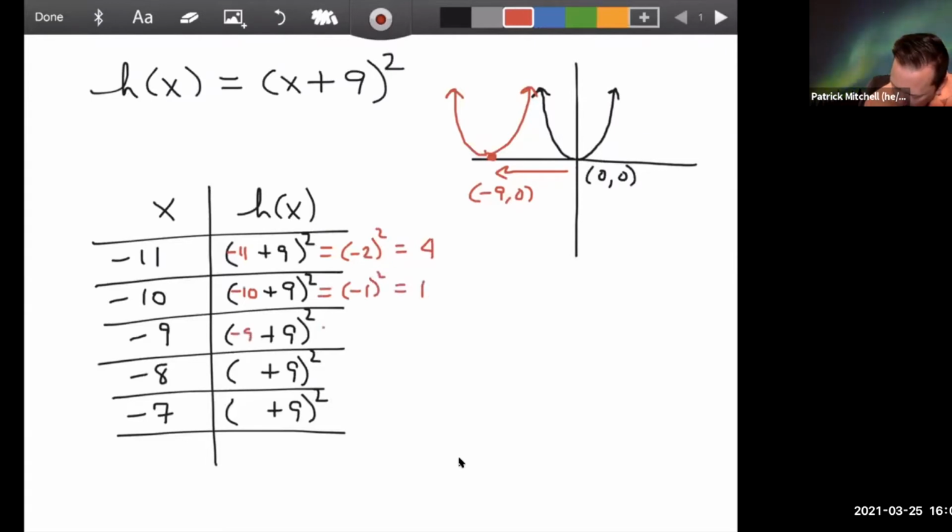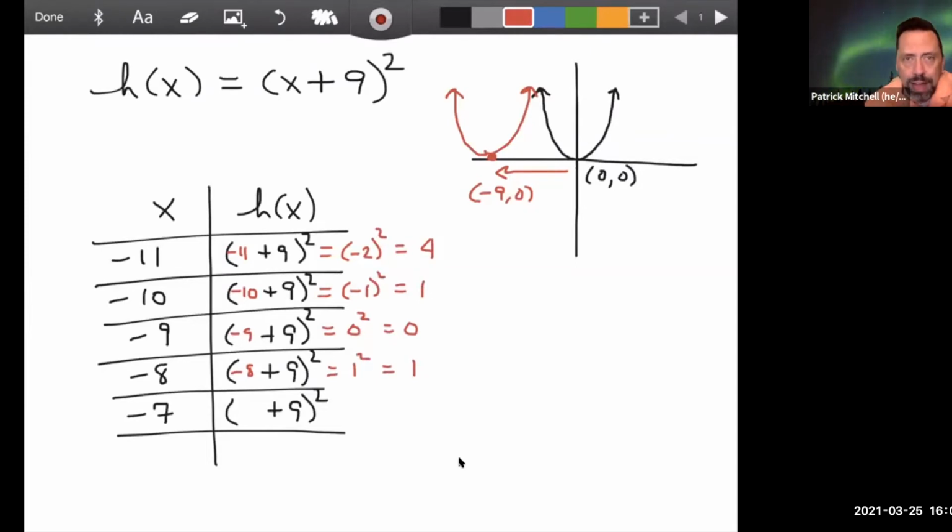-9 plus 9 is 0. 0 squared is 0. And we actually already knew that (-9, 0) was on this graph. And I put in -8. -8 plus 9 is 1. 1 squared is 1. So I want to draw something to your attention.